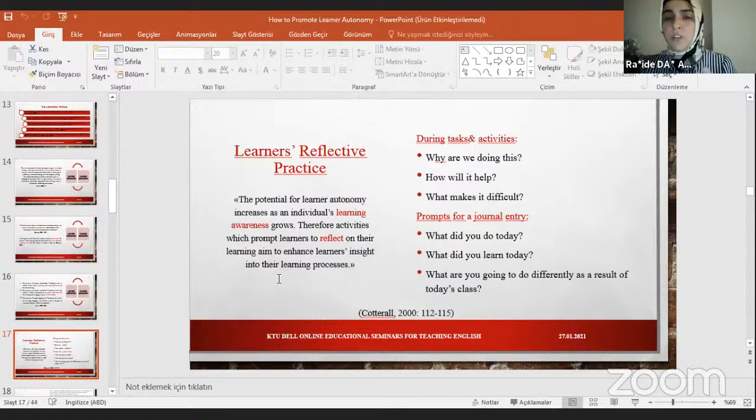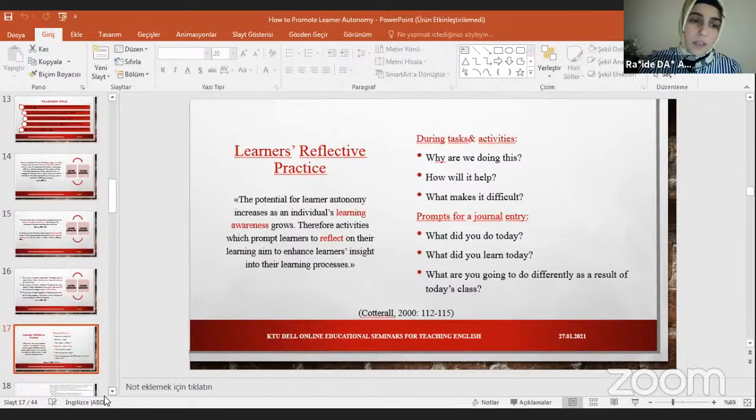Another way to help your learners to reflect on their learning is to ask them to keep a journal, a diary or journal entry. While doing this, you should provide some questions as prompts for your students. For instance, when they go home, they can take some notes in their journal. Learn what topic you covered in the class. But here, the next question is also important: what are you going to do differently as a result of today's learning? With these kinds of questions, your learners will gain an insight into their learning process.